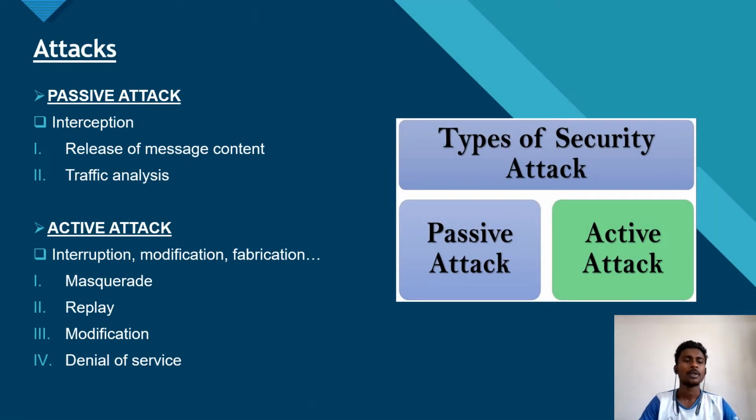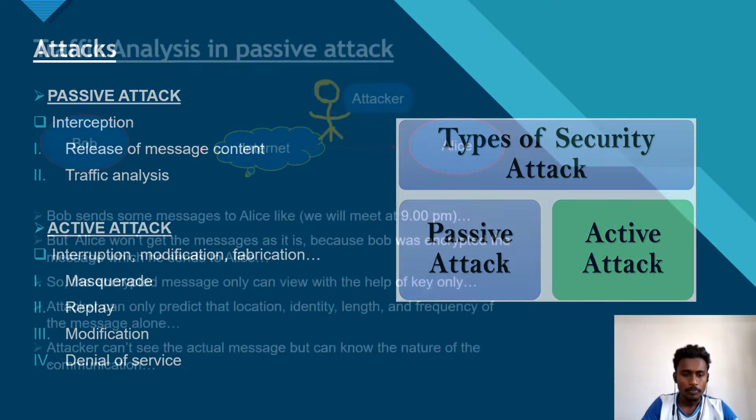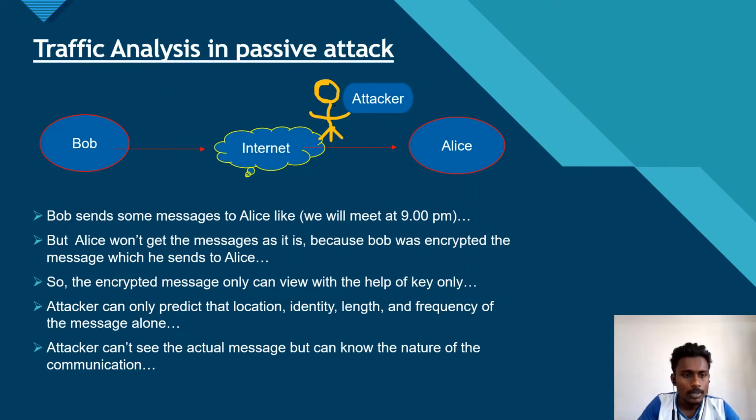In this slide, I have mentioned the types of security attacks. The first attack is passive attacks. What are the branches of passive attacks? The first branch is release of message content, and the second one is traffic analysis. And then the branches of active attack are masquerade, replay, modification of message, and denial of service.